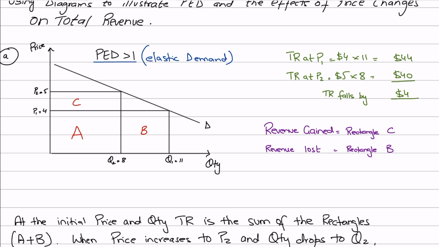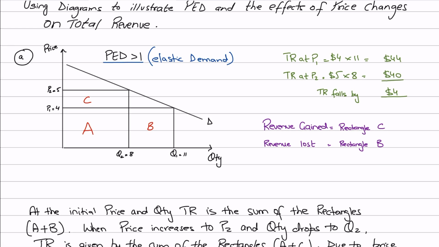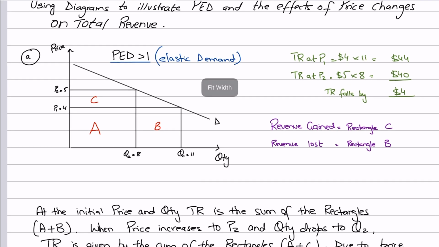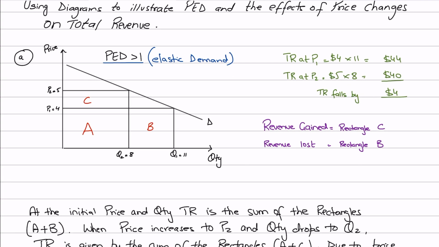So for the convenience of the examiner, you can write on the side of the diagram that revenue gained: rectangle C, revenue lost: rectangle B, right? So immediately, before even reading what you have written here, the examiner would be like, oh, you know what? This guy knows what areas are showing what. And now let's read what he's written, right?